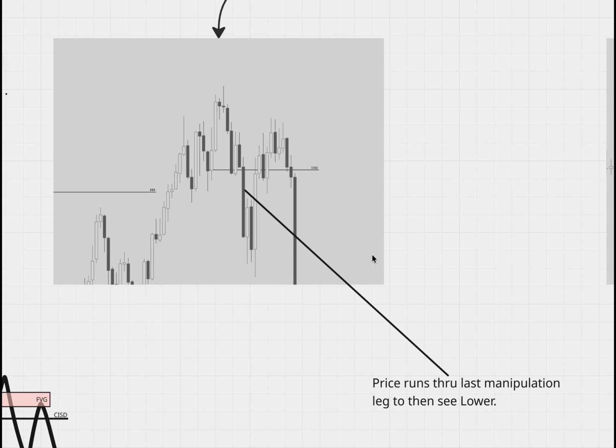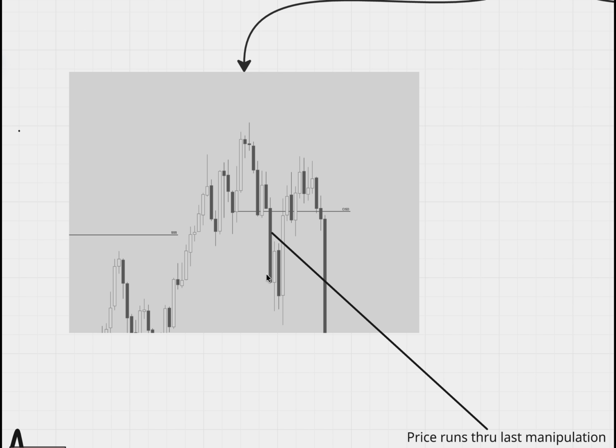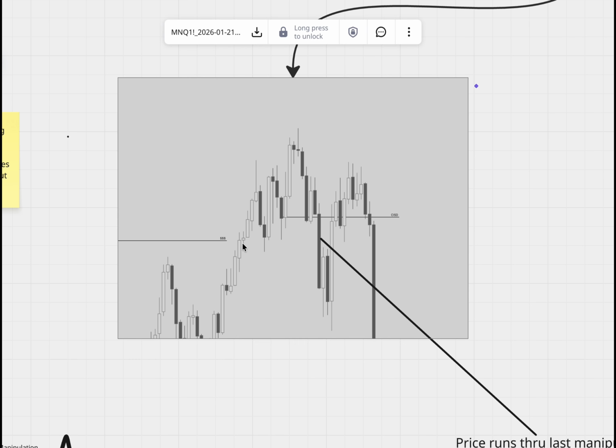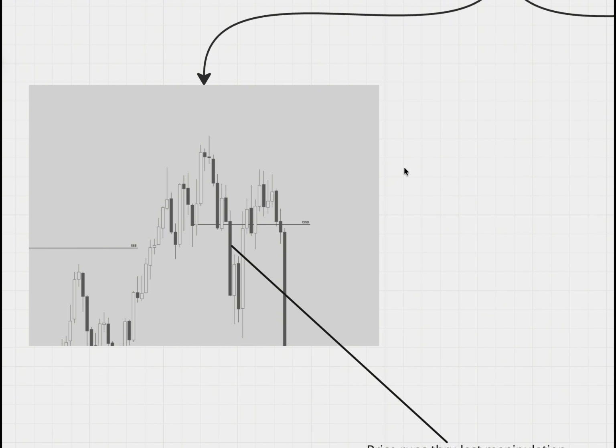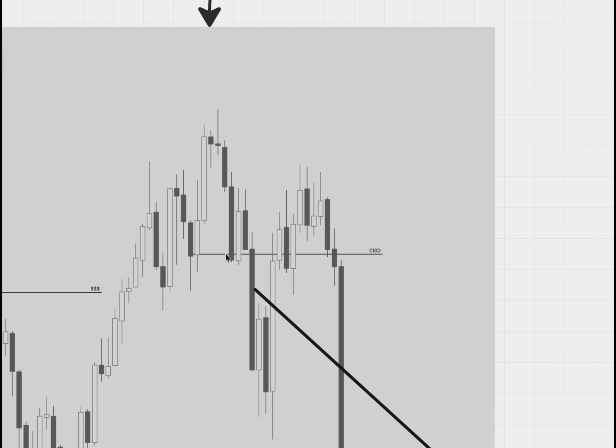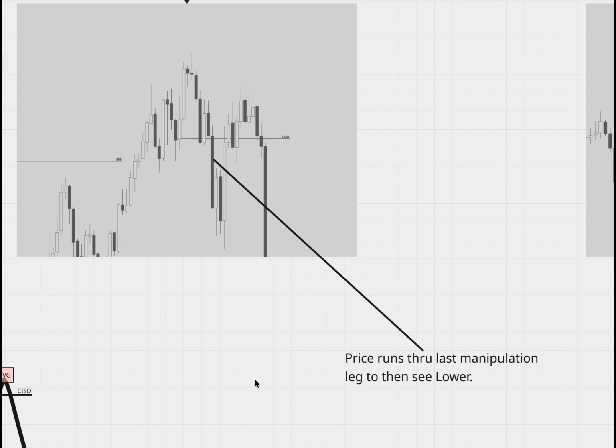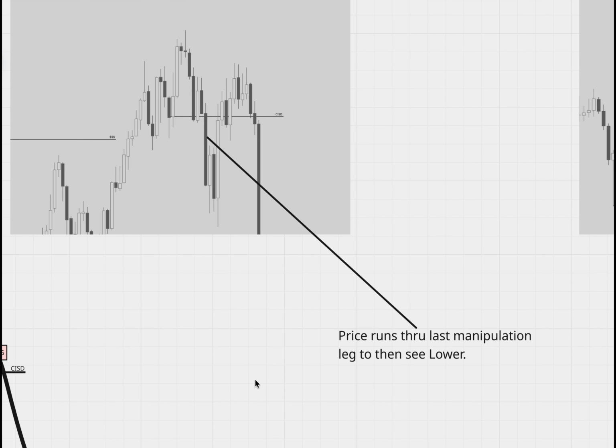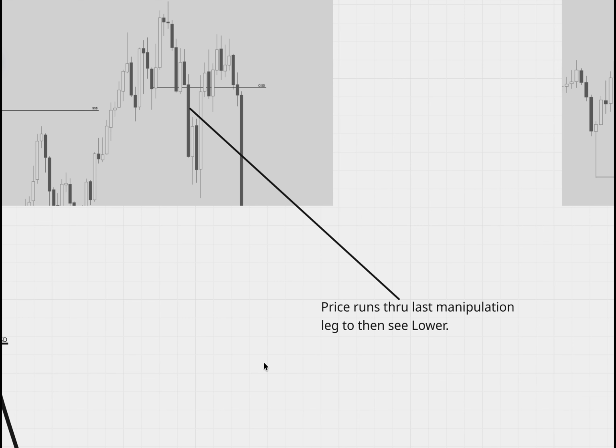Alright, now here's a bearish example. So we can see that we have swept a higher time frame level, and this is the last leg. And now you can see price is distributed through it, and we end up getting a reversal to whatever sell side level that was desirable. You can see price runs through the last manipulation leg, goes lower.